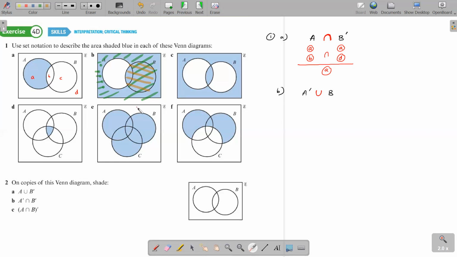Okay, so I hope this part is clear. All right, let's try part C, guys. Part C is a little bit more challenging. In part C, what we could do quite easily here is this.